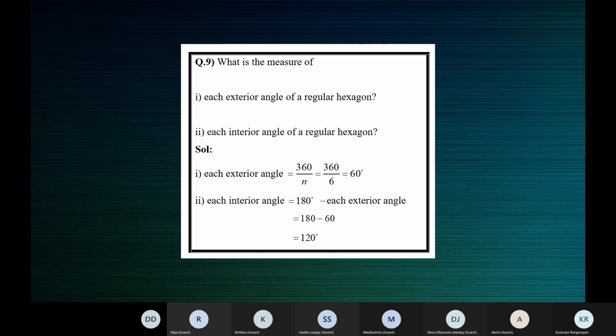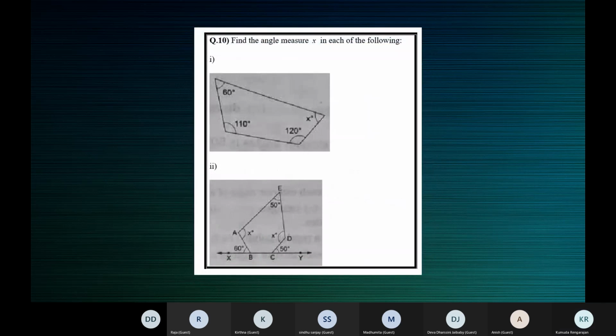Completed, children? Yes, ma'am. Yeah. Find the angle measure x in each of the following. How many sides does the first figure have? 4 sides, ma'am. So what is the special name? Yeah, what is it called? It's a quadrilateral.